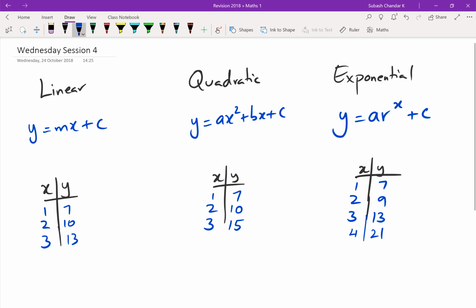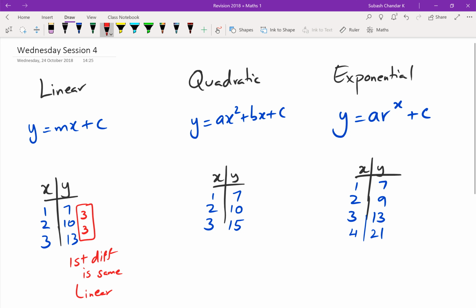Okay, so for you to figure out whether something is linear, you always take the y values and find the differences between them. So if it's linear, you know 10 minus 7 is 3, 13 minus 10 is 3. So if the first difference is the same, then it's linear. All right? That's how you know straight away it's linear: if the first difference of those y values is going up by a constant number.